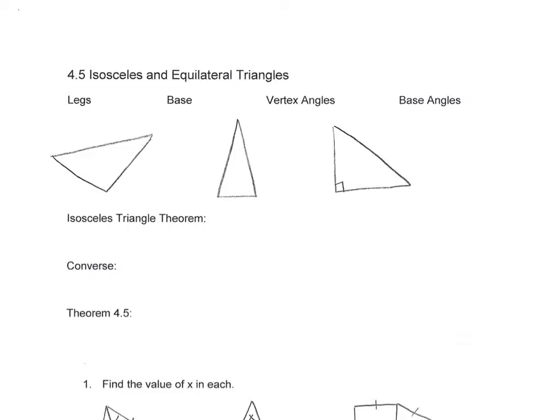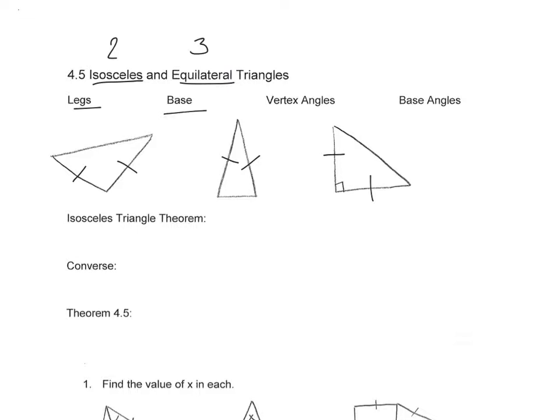This section's about isosceles and equilateral triangles. Isosceles means that two sides are equal, and equilateral means that all three sides are equal or congruent. Legs are the sides of the triangle that are congruent. So an isosceles triangle has two legs that are congruent. The legs are here, here for the second one, and here. Those are called the legs.